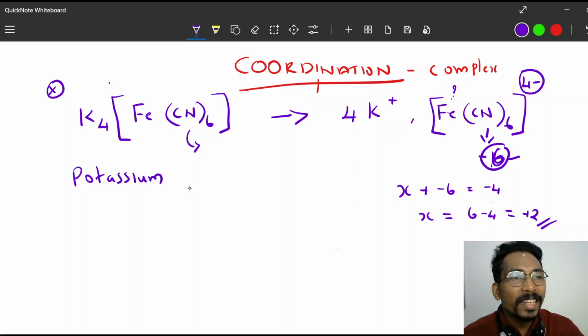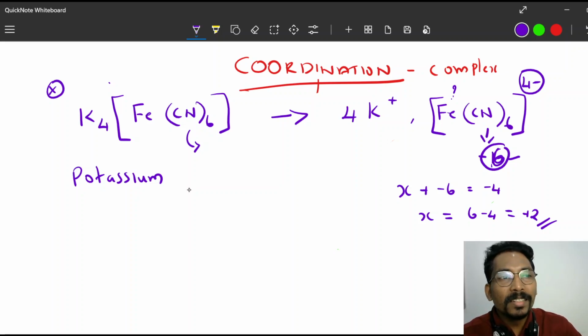You have to name the ligand. So the ligand is CN. CN means cyanido. If the ligand is a negative ligand, you have to end the name of the ligand with a suffix O, like cyanido, chlorido, bromido, sulfato, nitrito, oxalato, like that. Okay, so how many CN ligands are there? 6 CN ligands are there.